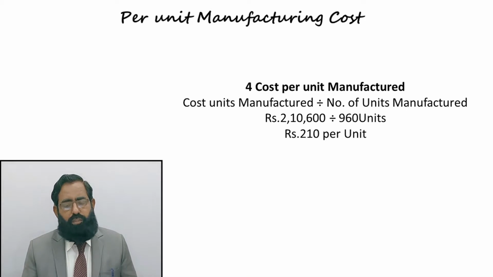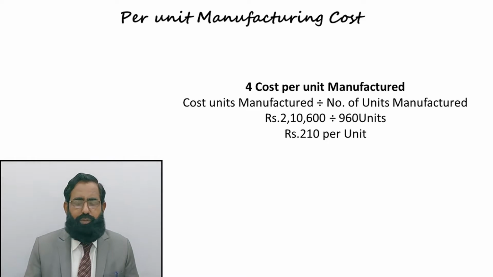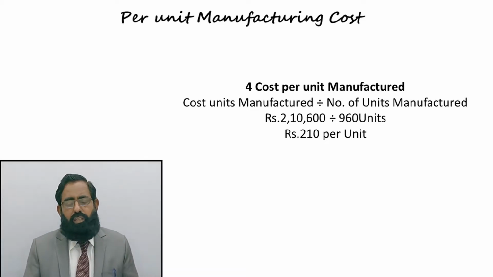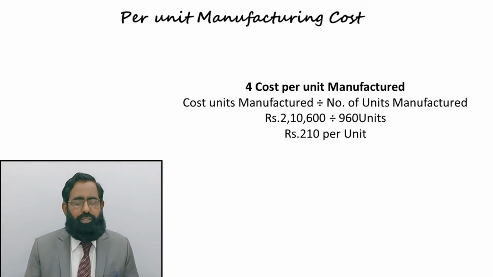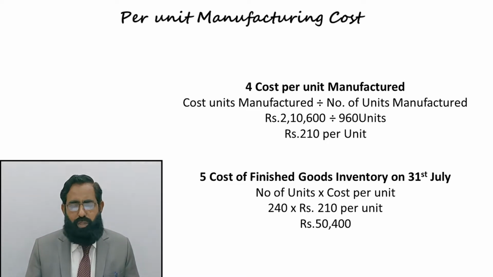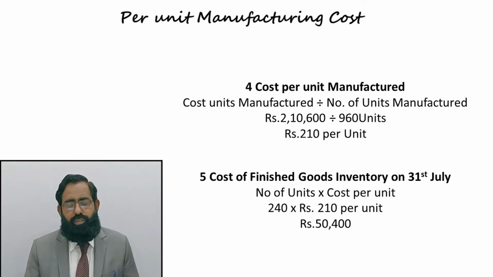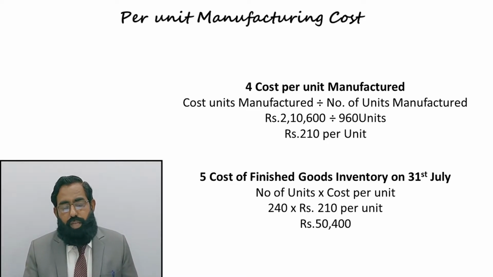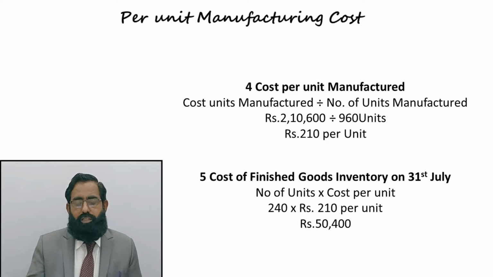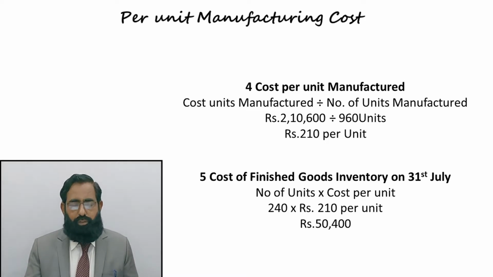नाउ वी सी आवर रिक्वायरमेंट नंबर 4 दैट इज कास्ट पर यूनिट मैन्युफैक्चर्ड। फॉर्मूला इज सो सिंपल, cost of units manufactured divided by number of units manufactured. Cost of units manufactured is 2,01,600 divided by 960 units. Answer comes to ₹210 per unit. Now we see requirement number 5, cost of finished goods inventory on 31st July. We know that the number of units in closing inventory are 240 multiplied by ₹210 per unit, and we will get 50,400. This is the value of closing inventory of finished goods.